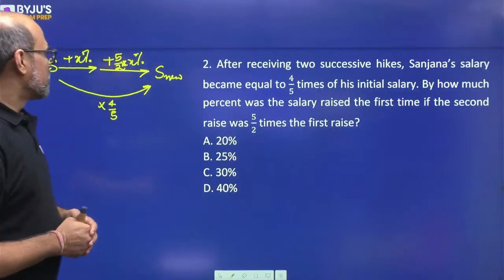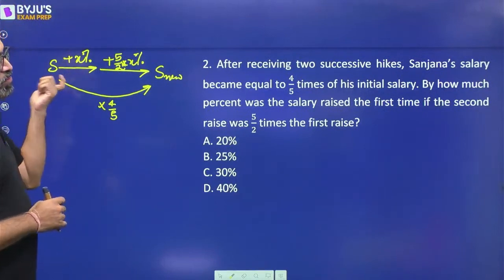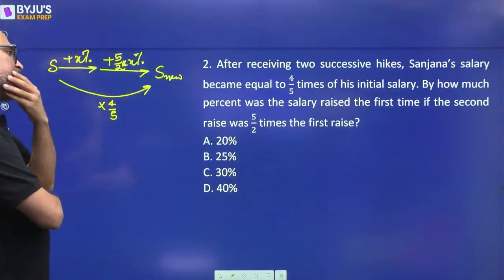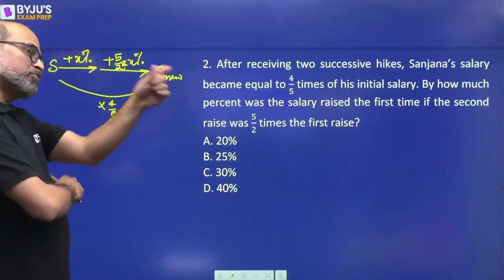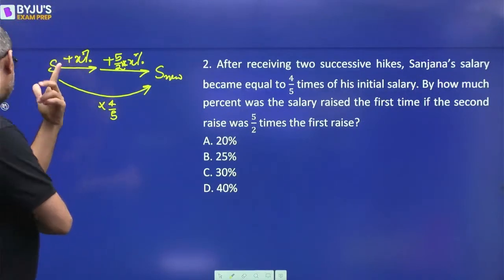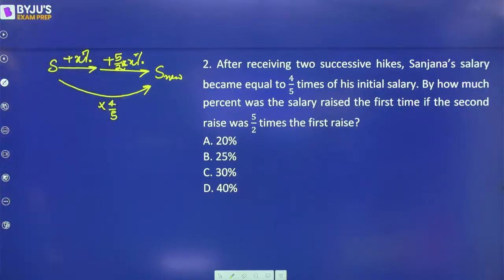Right? So if the initial salary was 5 rupees, the final salary is 4 rupees. So instead of saying equal to 4 by 5 times, it should rather have been that it increased by 4 by 5 times. So something is wrong. We'll see what is wrong. Let's see.